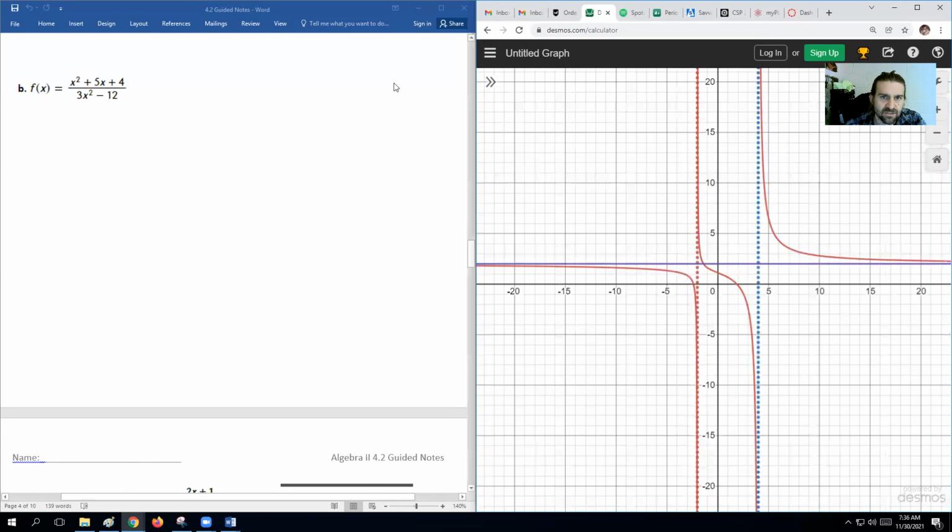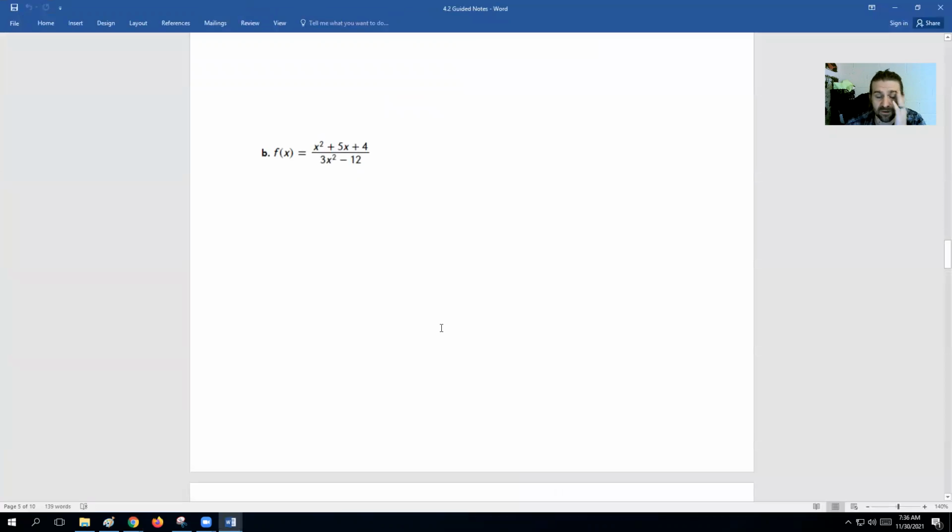All right, let's try the next one without the graphing calculator. Try it on your own if you would like. I'm going to start it in 3, 2, 1. Okay, so if we want to go ahead and try to find the vertical asymptotes, what we need to do is set the bottom equal to 0. All right, so this isn't a quadratic. Well, it is technically a quadratic, but we don't see our a, b, and c to try to factor this.